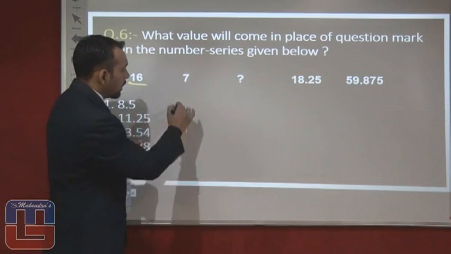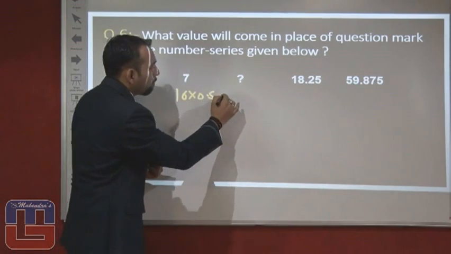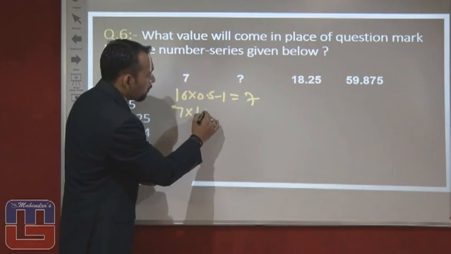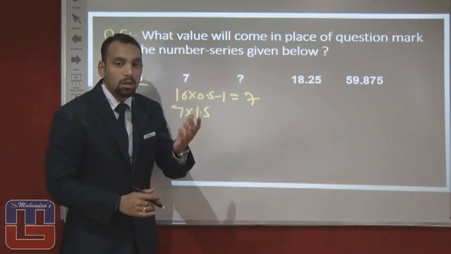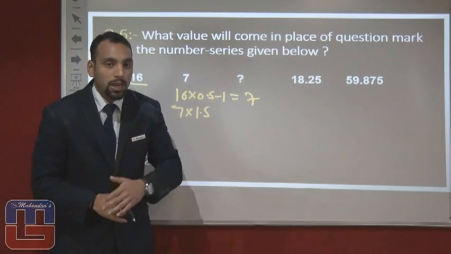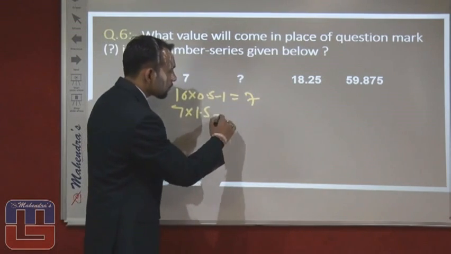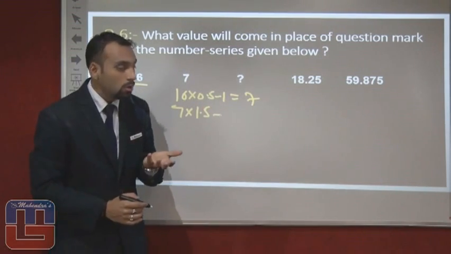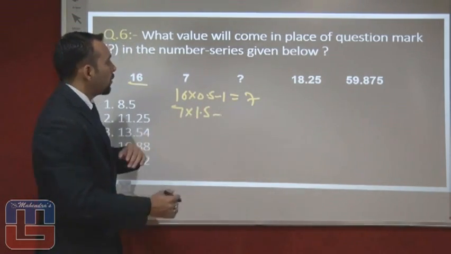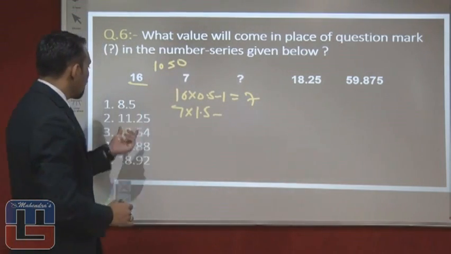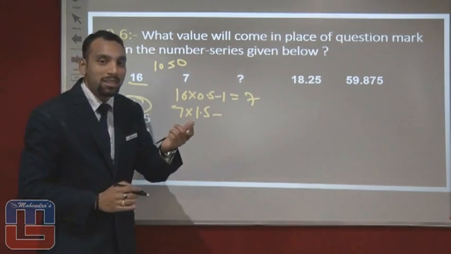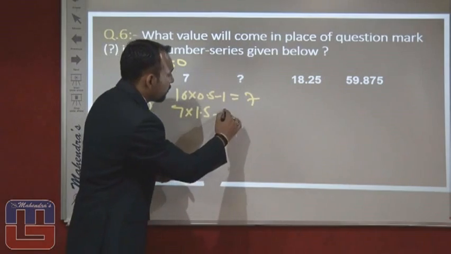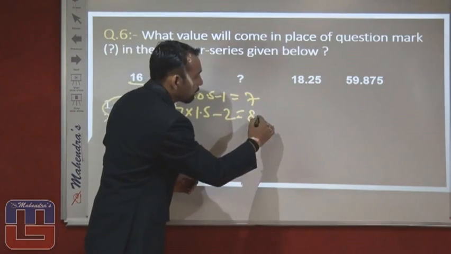This 16 multiplied by 0.5 minus 1 is equal to 7. So the next one will be 7 into 1.5, which is equal to 10.50, and then minus what? Now see, minus 1, it may be minus 2, minus 1 also. So now see the options, 7 into 1.5, which is equal to 10.50. Now see, there is only one option which is less than 10.50. So it may be possible 7 into 1.5 minus 2. So you will get 8.5.